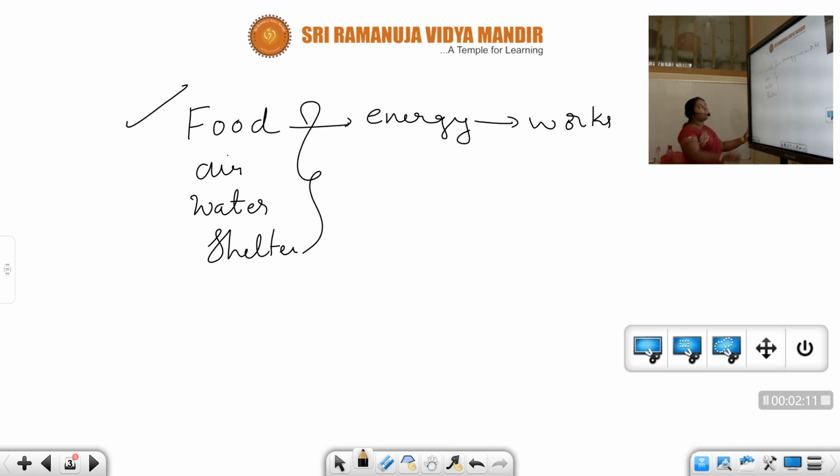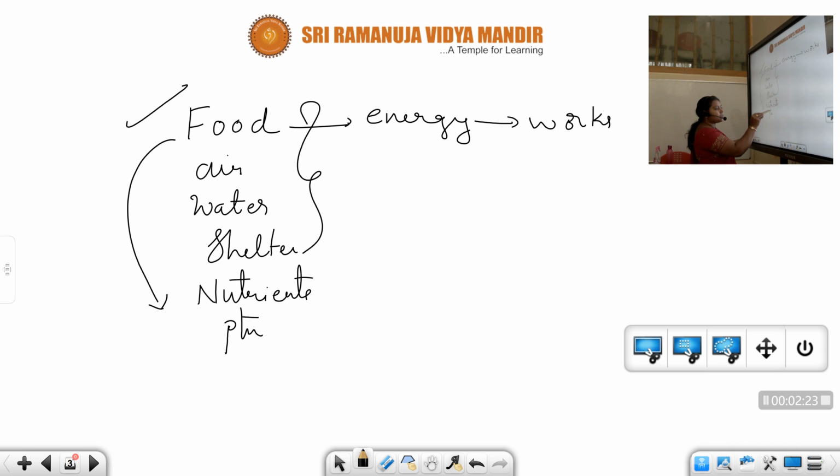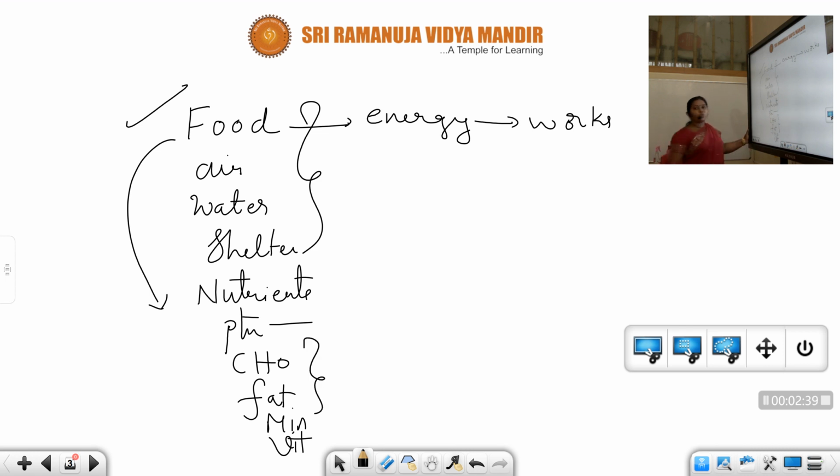See students, this food consists of some nutrients, children. What are those? Proteins, carbohydrates, fats, minerals and vitamins. Proteins are the building blocks of the body, and carbohydrates and fats, these two will provide energy for living creatures. So with that energy only we are able to do our routine works.